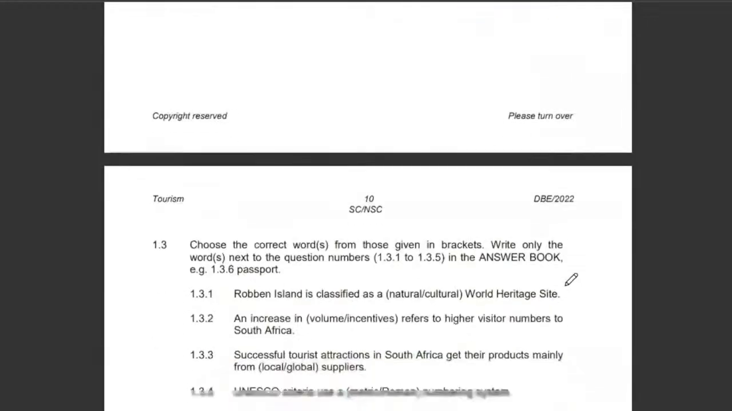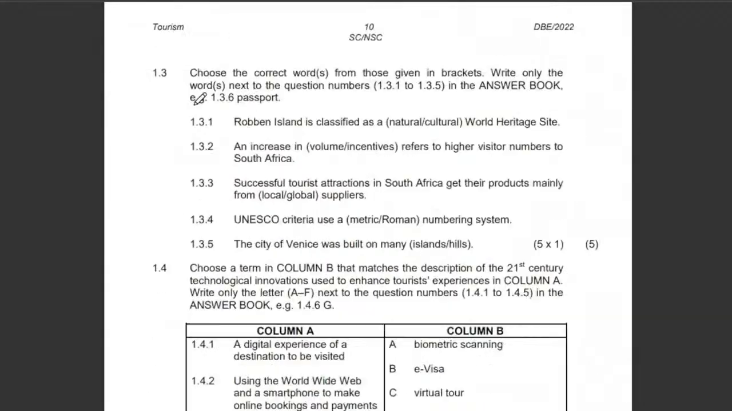Now let's move on to the next question, 1.3. The instructions read, choose the correct words from those given in brackets. Write only the words next to the question numbers 1.3.1 to 1.3.5 in the answer book.